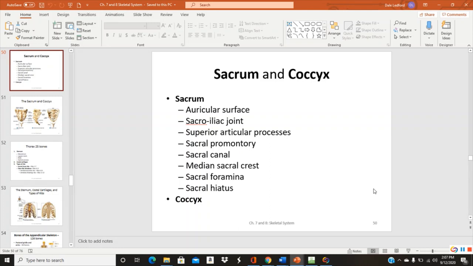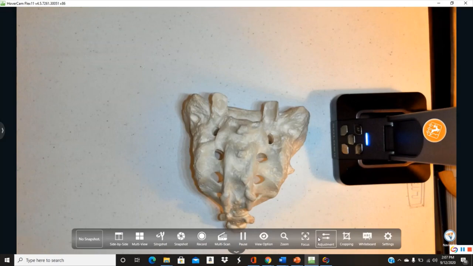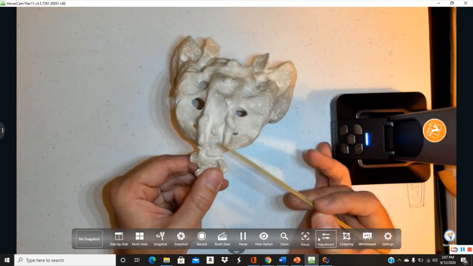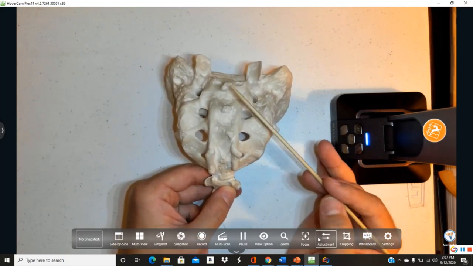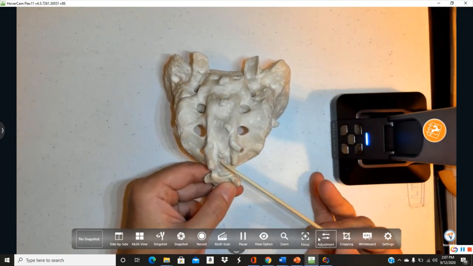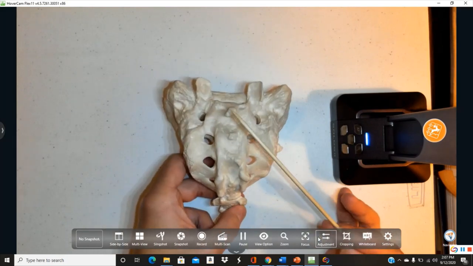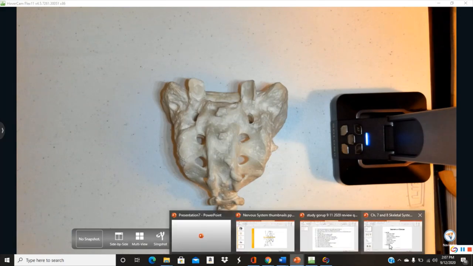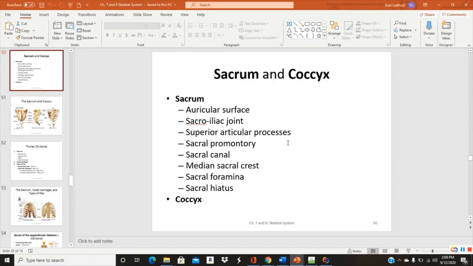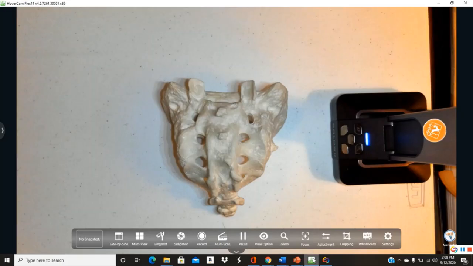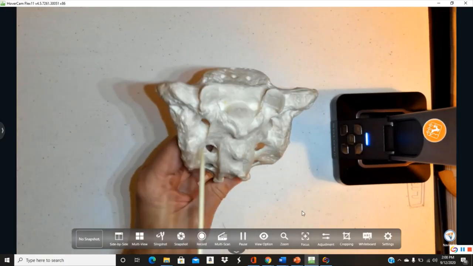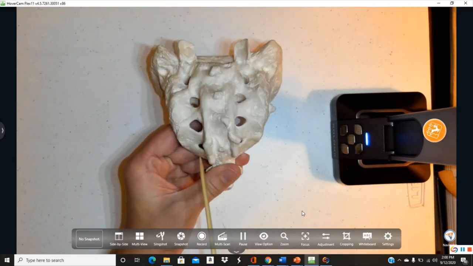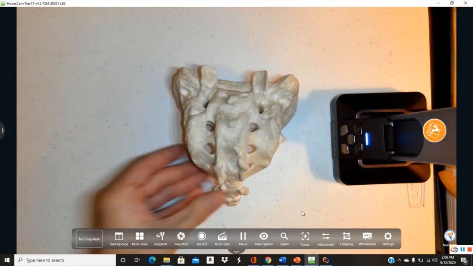Now, the median sacral crest, this is actually the ridge down the middle, median down the middle, sacral on the sacrum, crest, a raised ridge. So the median sacral crest is this ridge that runs down the middle, and underneath of that would be the sacral canal. Now, on either side of the sacral canal, you will notice there are multiple holes. These smaller holes, plural, on each side are called the sacral foramina.